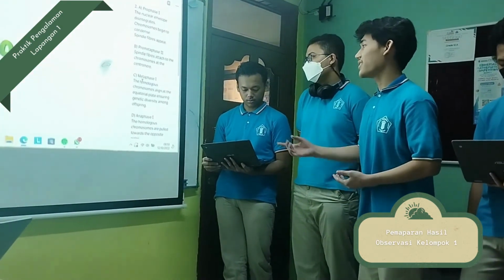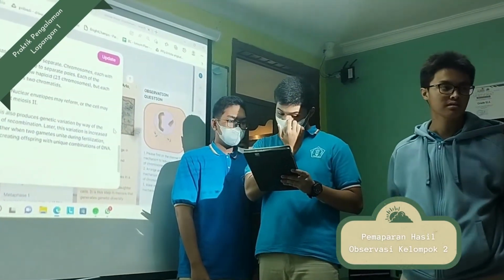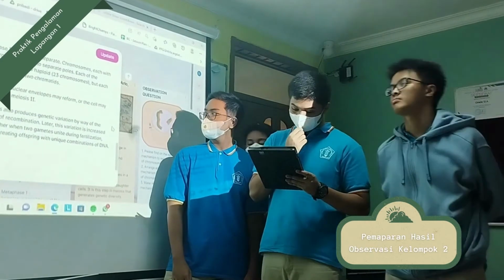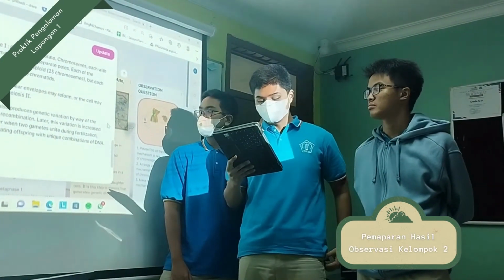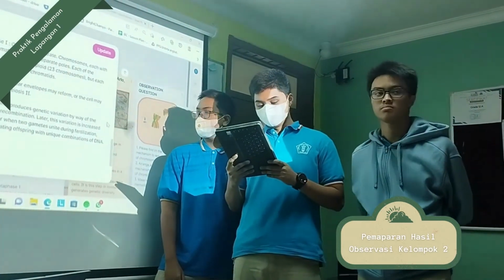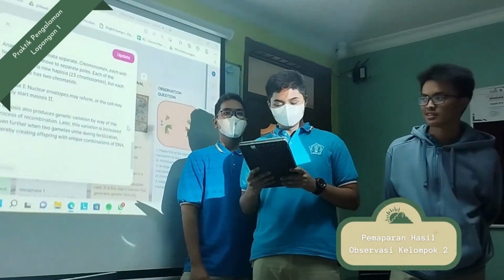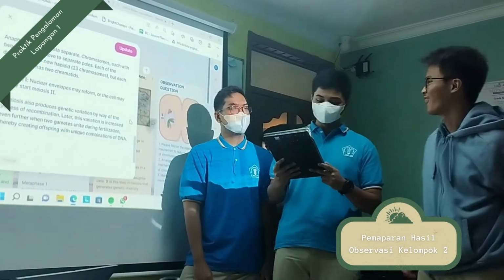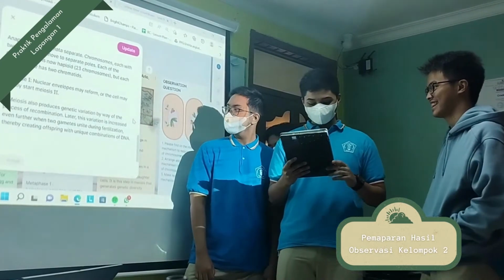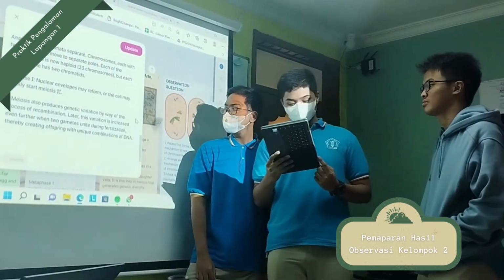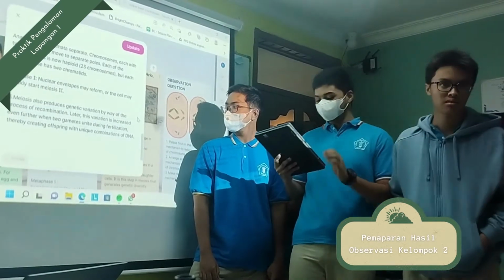And then what happened in meiosis? Meiosis also produces genetic variation by the process of recombination. Later, this variation is increased even further when the sperm cell and egg cell, that's called gametes. Okay, so when the two gametes unite during fertilization, they shape a unique DNA combination.